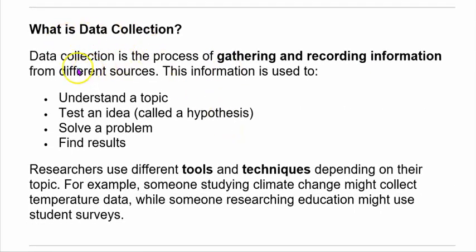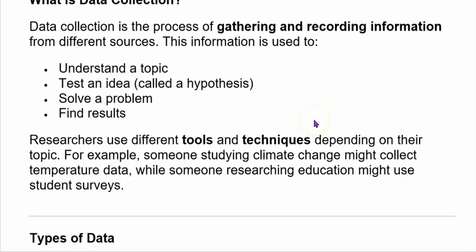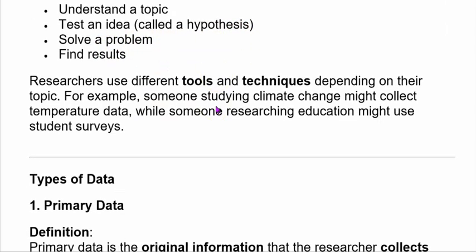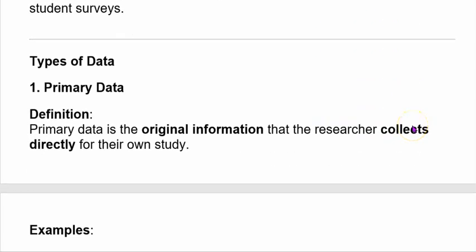What is data collection? Data collection is the process of gathering and recording information from different sources. This information is used to understand a topic, test an idea called a hypothesis, solve a problem, and find results. Researchers use different tools and techniques depending on their topic. For example, someone studying climate change might collect temperature data, while someone researching education might use student surveys.